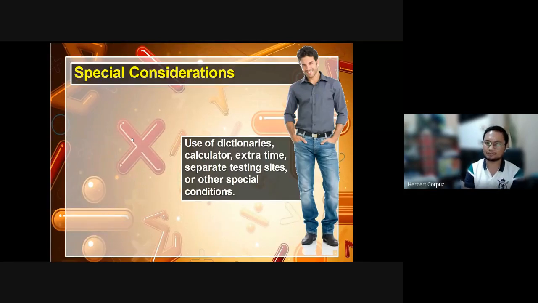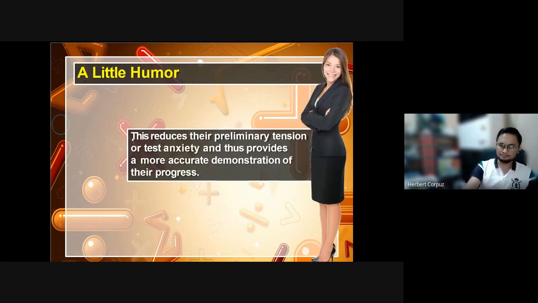Special consideration: use of dictionaries, calculator, extra time, separate testing sites, or other special conditions have to be considered also. For example, you remind your students, class, you may make use of your dictionaries when you are to take the exam, you may make use of a calculator, you have to consider all these things. Kailangan ba nila ng extra time, kailangan ba nila ng separate room, kailangan ba nila ng other special conditions, these things have to be considered when you ask students to take them. Halimbawa, meron kang estudyante na blind. So, kailangan mong ipa-braille, di ba? Ipa-braille yung exam para masagutan ng blind student.